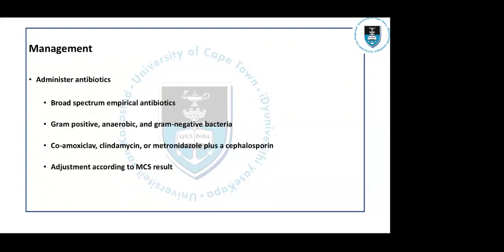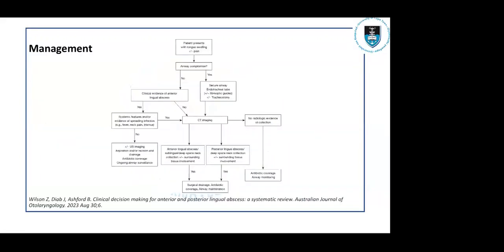So empirical antibiotics should be broad spectrum to cover the possible organisms originating from the oral cavity and oropharynx, which usually comprise gram-positive, anaerobic, and gram-negative bacteria. Amoxiclav, clindamycin, or metronidazole plus cephalosporin combination are good initial antibiotics. And antibiotic treatment should be adjusted according to the culture and sensitivity of the pathogen.